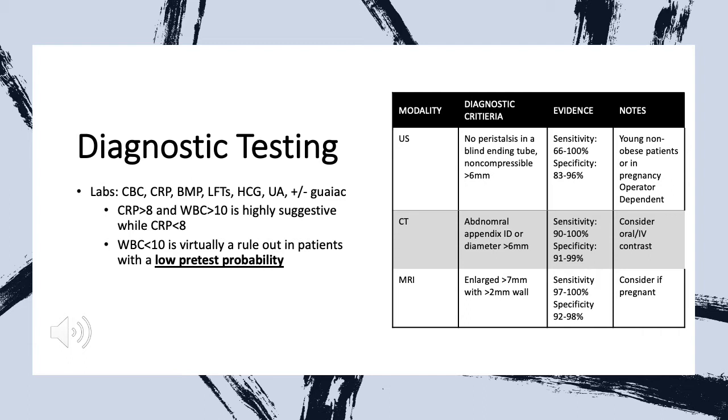The sensitivity here is pretty wide-ranging because it is operator dependent, 66 to 100%. And the specificity is actually pretty good as long as you've successfully identified the appendix, 83 to 96%. For CT, you're just looking for an abnormal appendix or an appendix that has a diameter greater than 6 millimeters. Sensitivity for this is improved. It's 90 to 100%, and specificity is 91 to 99%.